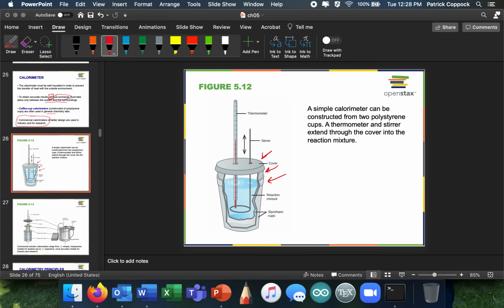And you might have a hole in the cover, and then a stir, which you sort of move up and down. Can you see that loop? It's going to stir everything. Another hole for the thermometer. Then you've got some reaction going on inside there. And when you see the temperature go up or down, then you've measured your stuff. This is a coffee cup calorimeter, super inexpensive, super simple to make up, and we still get reasonably good results.